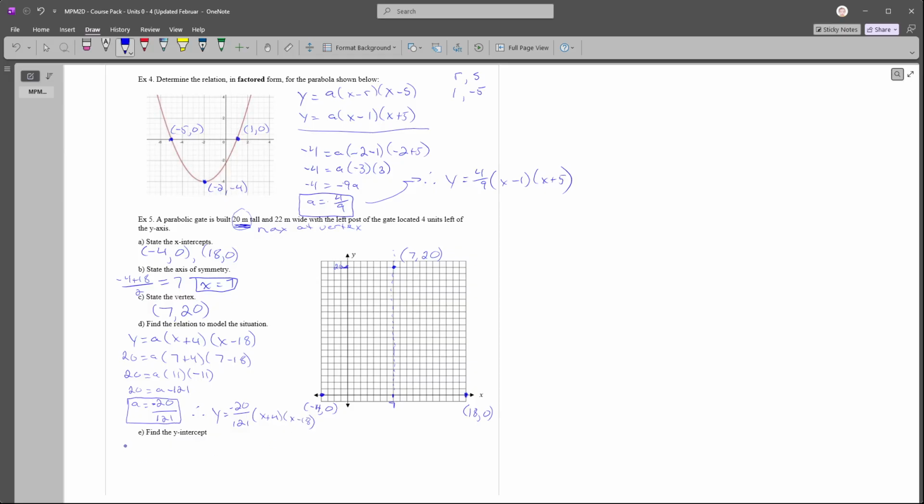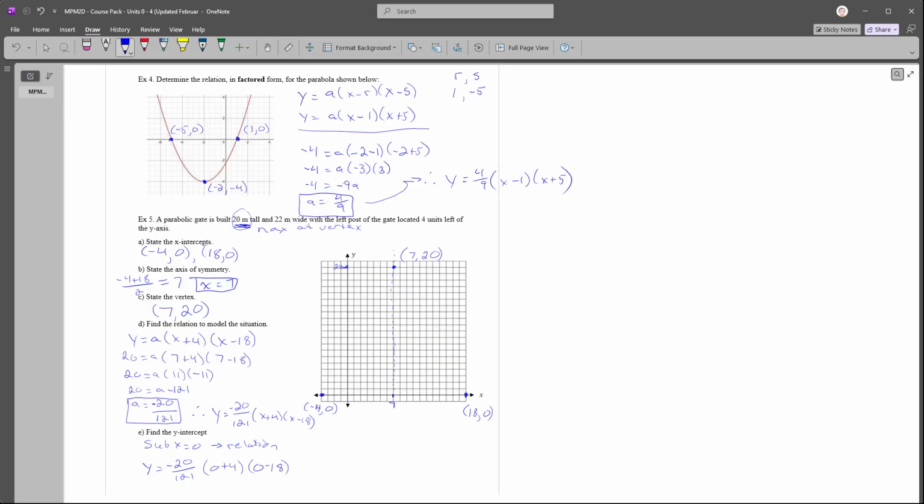There we go. What's the y-intercept? Interesting. So how do we find the y-intercept? Well, the y-intercept happens when x is exactly equal to 0, so all we have to do is substitute a value of 0. So sub x equal to 0 into the relation. We have y equals negative 20 over 121 times (0 plus 4) times (0 minus 18).